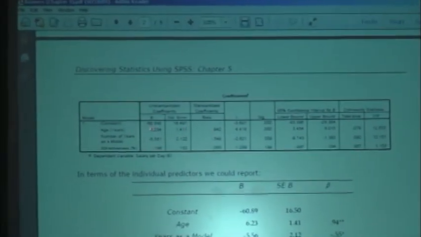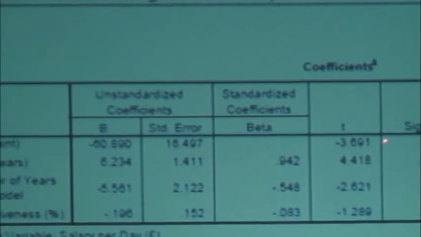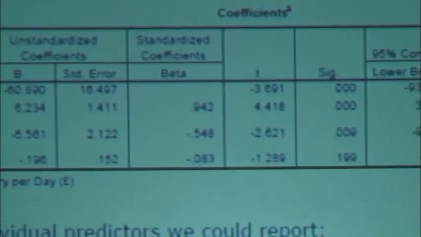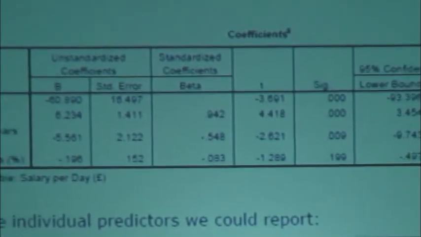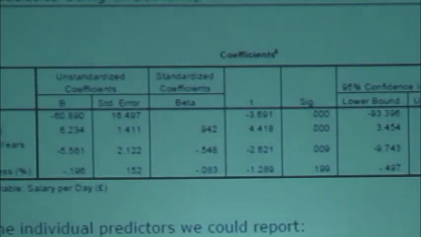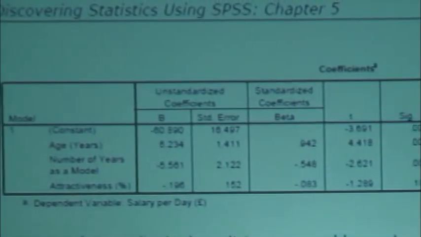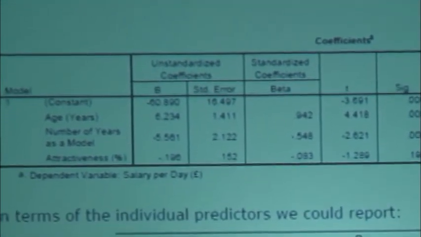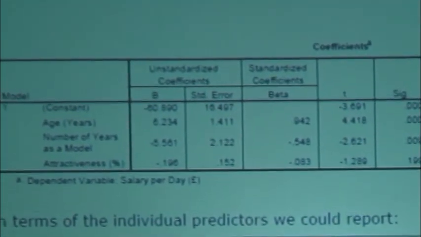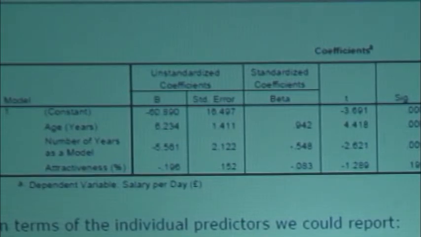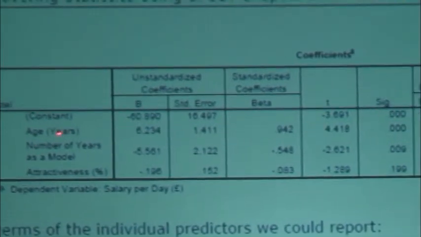We see that the constant is significant. That just means that the y-intercept is different from 0. It doesn't tell us much here. That means if they were 0 years of age and had no years of modeling and no attractiveness, they would have minus 60 salary, probably in thousands. So we don't care about that one.